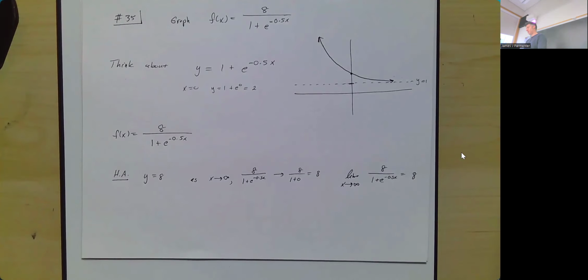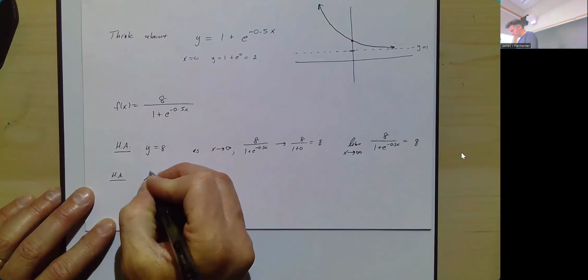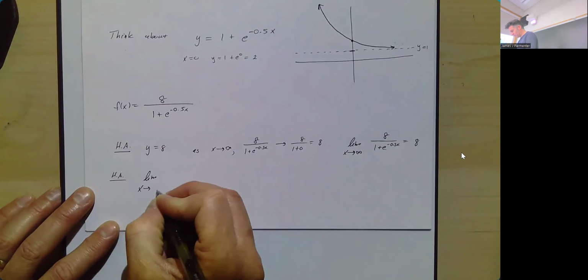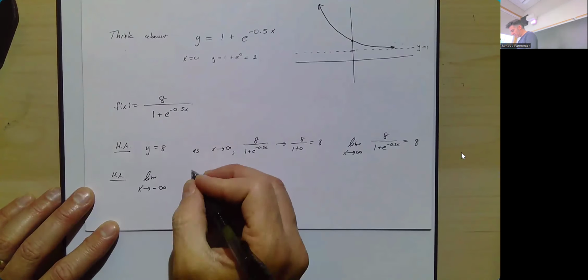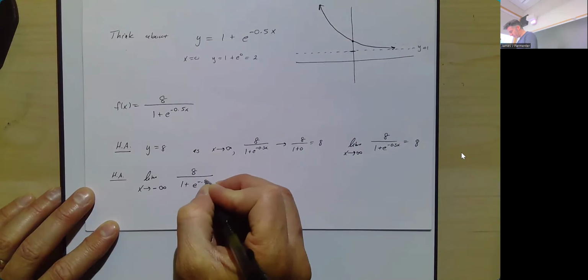But I think there's also a horizontal asymptote to the left. Let's see what that is. Meaning, if we look at the limit as x goes to negative infinity of 8 over 1 plus e to the negative 0.5x.